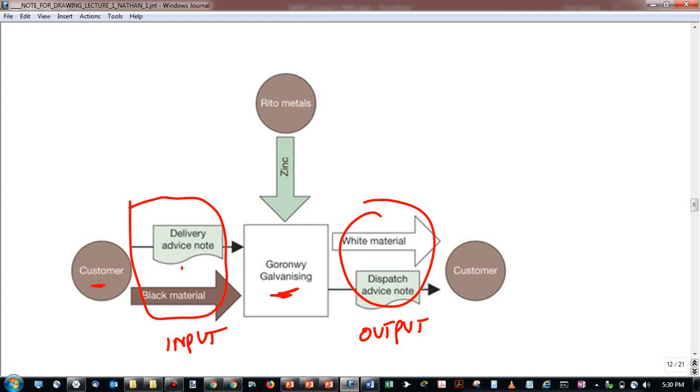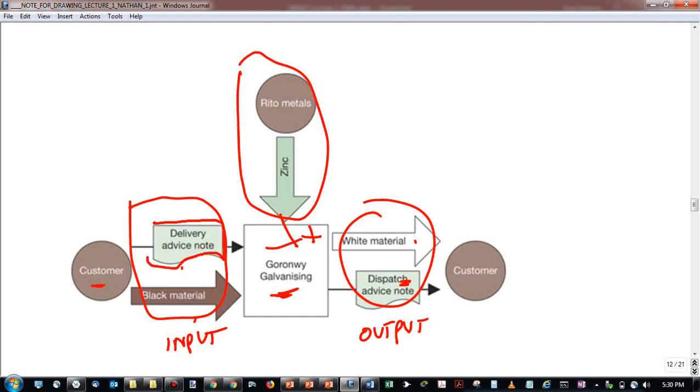How has it been processed? Well, they've taken the zinc and the black material, which is the steel that hasn't been galvanized yet. They put them together and they process them. So you end up with some white material, which is the processed stuff, and there's some information, a dispatch advice note, whatever that means, right? But there's some kind of information. You see the shape of this thing? It looks like a torn piece of paper. So that's what it's meant to represent. So it's information. Then on the other side is a customer.